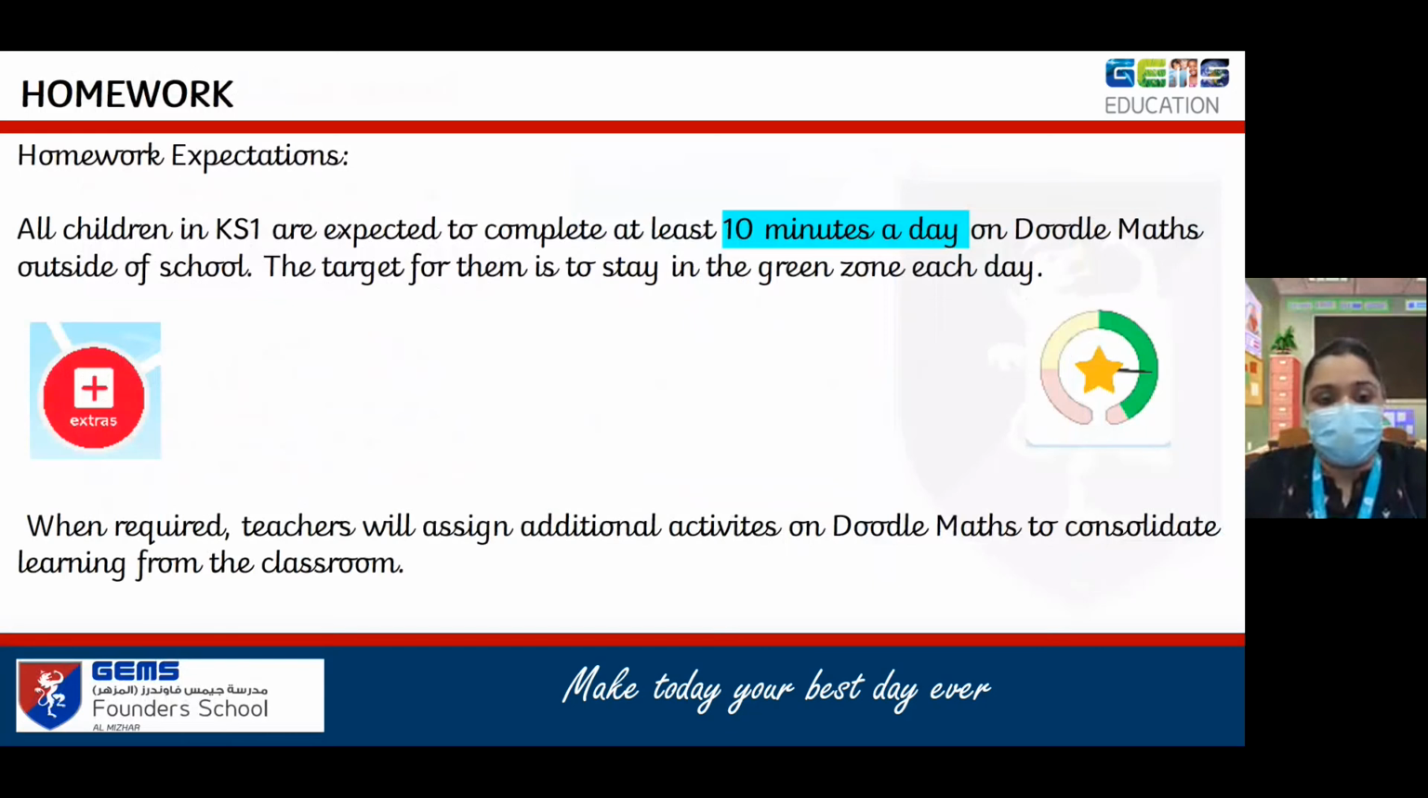Now, homework. In Key Stage 1, the children are expected to complete 10 minutes a day on Doodle Math as homework when they go home. The target for them is to stay in the green zone every day. So please ensure that your child attempts to do Doodle Math every day in the evening or at night for 10 minutes a day. And the target needs to be that they stay in the green zone. And when required, the teacher will assign some additional activities on Doodle Math that the children can also finish at home.